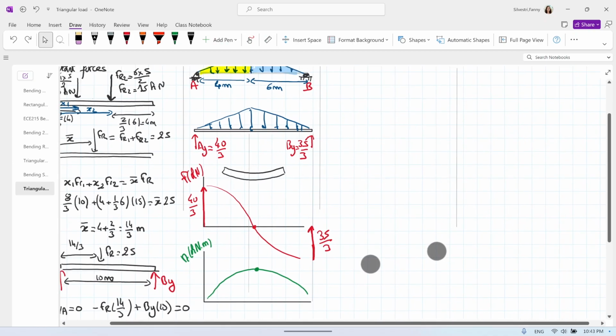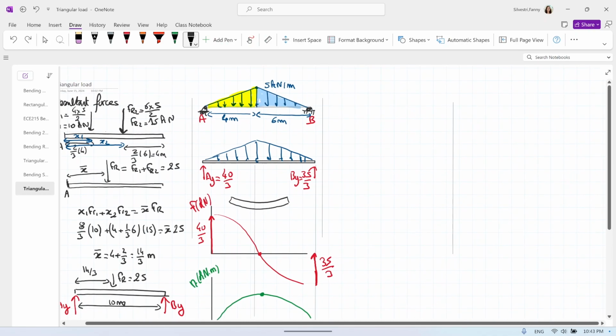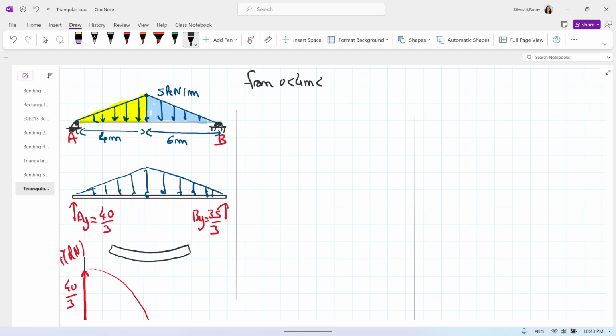So what we can do to draw those diagrams and find very precisely the equation is split our beam in two, and we will do the equation twice. We will do from 0 to 4 meters, x from 0 to 4 meters, because for the triangular load we can find the function from 0 to 4, and we will do from 4 to 10 meters at the end.